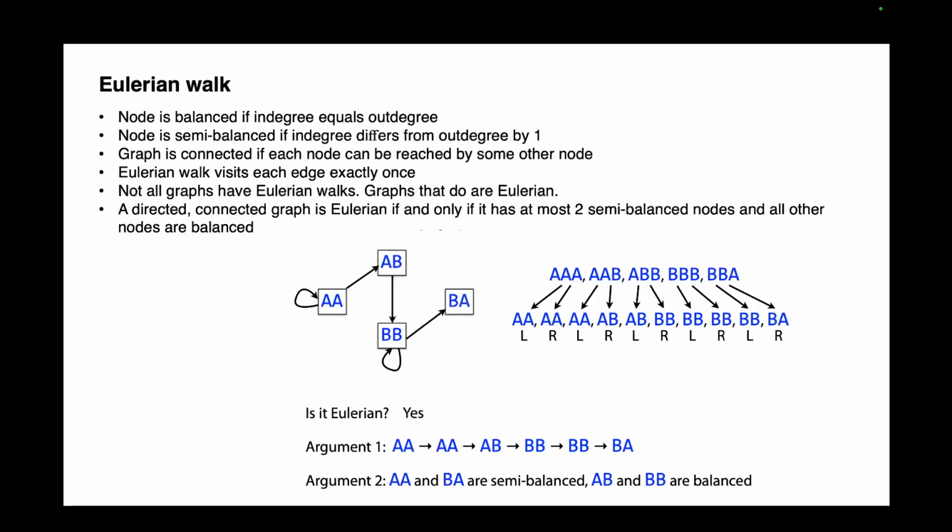And the condition of the Eulerian walk is that it visits each edge exactly once, not each node, just to be clear. Each edge exactly once. Not all graphs have Eulerian walks. Graphs that do are called Eulerian. A directed connected graph is Eulerian if and only if it has at most two semi-balanced nodes and all the other nodes are balanced. Right? So there are conditions for the Eulerian walk.